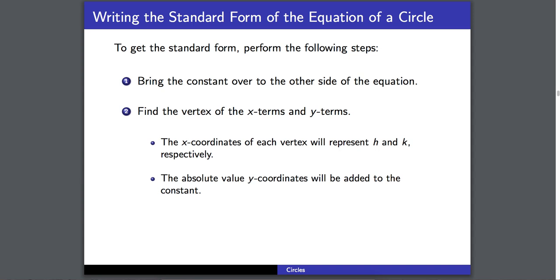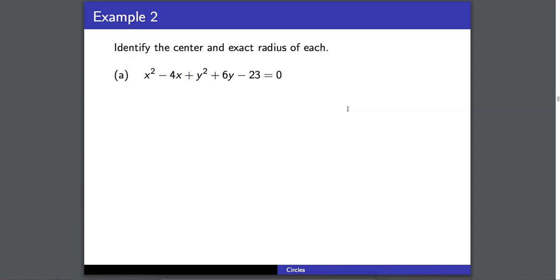Now, all that sounds confusing, and once we start seeing a couple of these problems in action, hopefully that should take care of any confusion. I will advise that when we get to finding the vertex for the y terms, we're going to change things up slightly, and I'll explain that when we get there. So example 2: identify the center and exact radius of each.